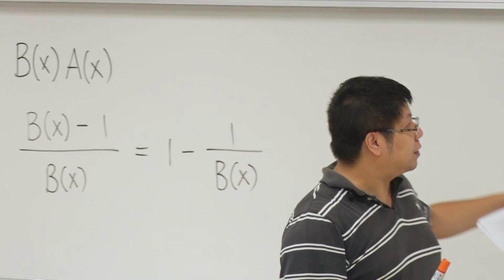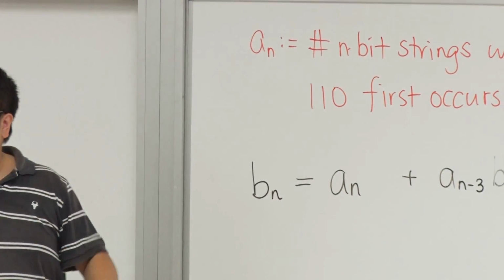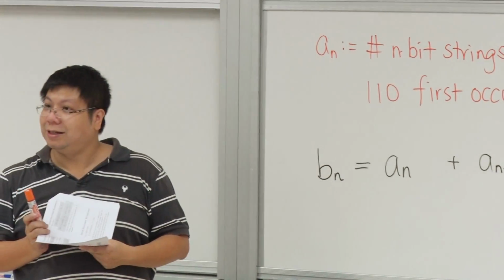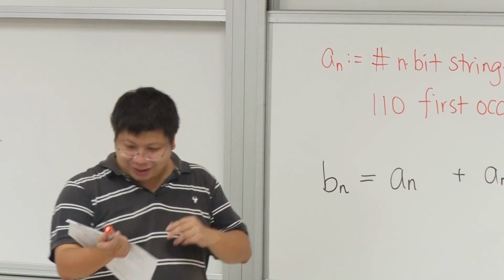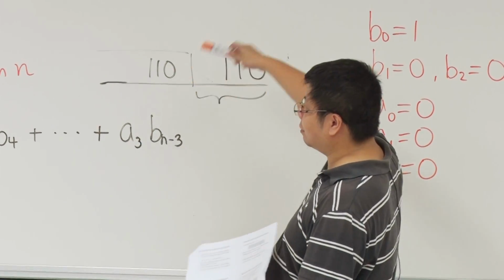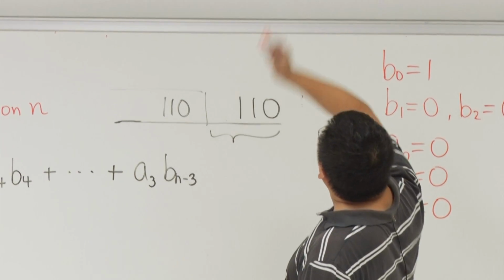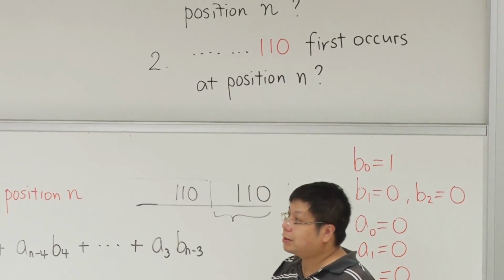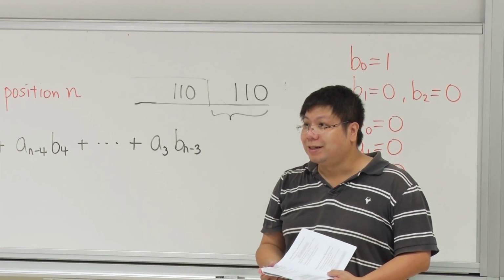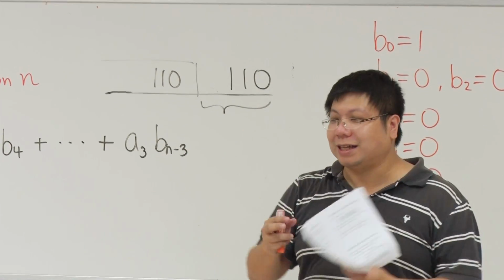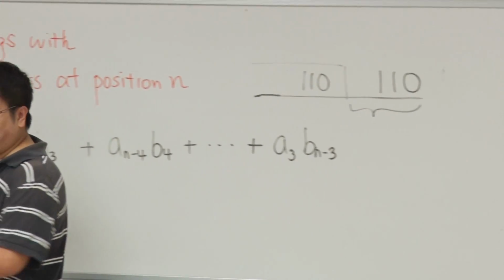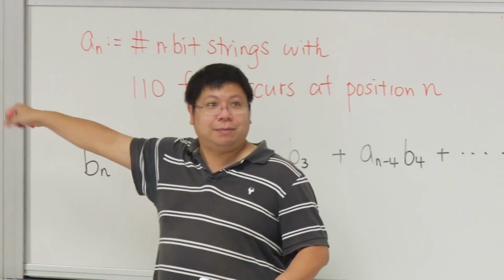This time we have a different Bx, so we will have a different Ax, but the formula is in general true. Okay? Good. Excellent. So we now can find out how many strings such that 110 occurs at position n and also 110 first occurs at position n. Let's try to test our understanding. Let's do the final thing. Conceptually, we know how to solve it. It is just time. Okay?